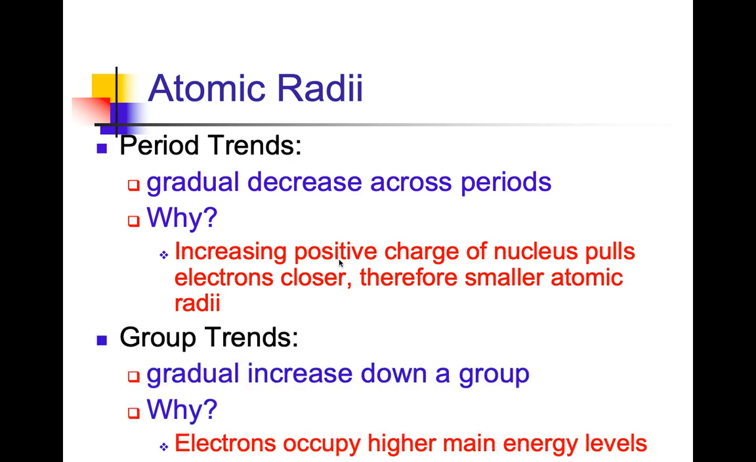Okay, so here's our group trend. And as you can see, with your group trend, gradual increase going down a group. So atoms get larger as you go down a group. And as you can see there, electrons occupy higher energy levels. You're adding a whole new energy level every time you go from one atom to the next going down a group.